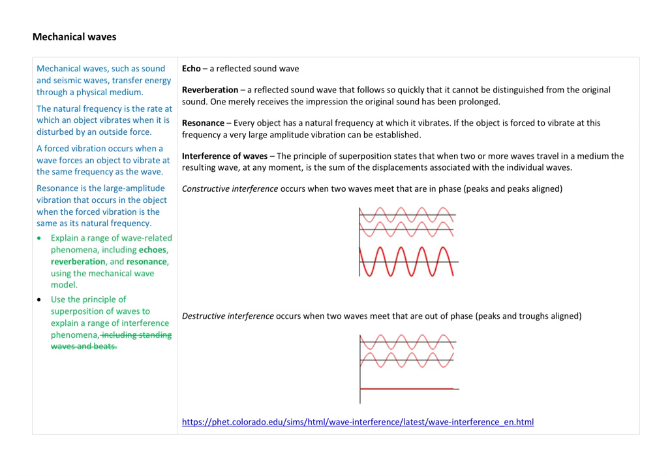The next phenomenon that we'll talk about, which relates to echoes in a sense, is reverberation. A reverberation is a reflected sound wave that follows so quickly that it cannot be distinguished from the original sound. One merely receives the impression the original sound has been prolonged. So generally, for two sounds to be seen as distinct, they need to be at least 1/10 of a second apart. If they're less than 1/10 of a second apart, our ears will tend to hear that just as one prolonged sound.